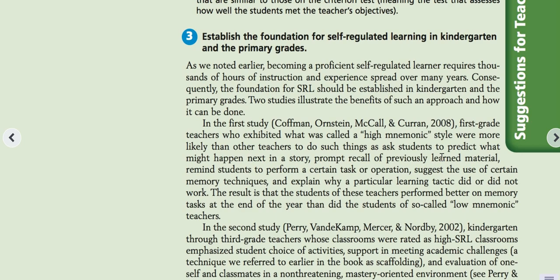Establish the foundation for self-regulated learning in kindergarten and the primary grades. As we noted earlier, becoming a proficient self-regulated learner requires thousands of hours of instruction and experience spread over many years. Consequently, the foundation for SRL should be established in kindergarten and the primary grades. Two studies illustrate the benefits of such an approach and how it can be done.